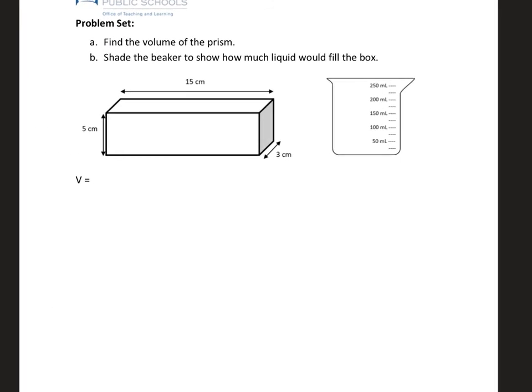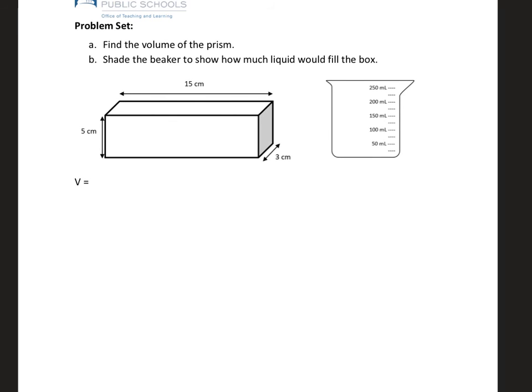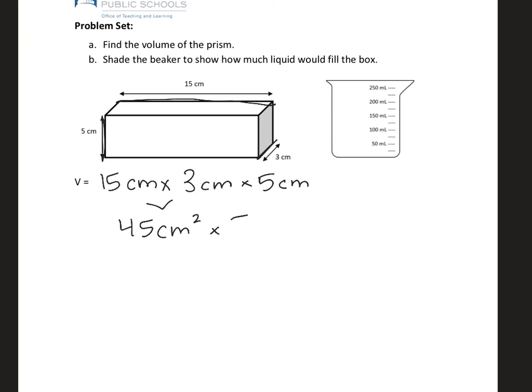Okay. So first it says we're going to find the volume of the prism, then shade the beaker to show how much liquid would fill the box. Okay. So we're going to write our equation. I can see that our length is 15 centimeters. Our width is 3 centimeters. And our height is 5 centimeters. All right. I know that 15 times 3 is 45 square centimeters. If you don't know that, you can work it out in the standard algorithm. And then we have 45 times 5.